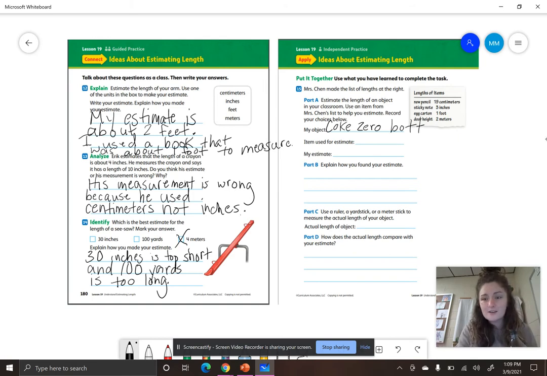All right, so I am going to estimate the length of my Coke Zero bottle, and I have to pick one of these objects to use as my unit for measurement. I think I am going to use sticky notes. And I know that each sticky note is about 3 inches. So I'm going to say sticky note.